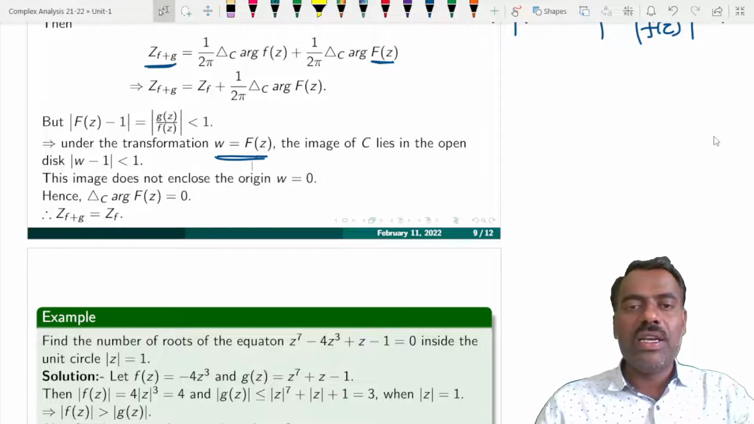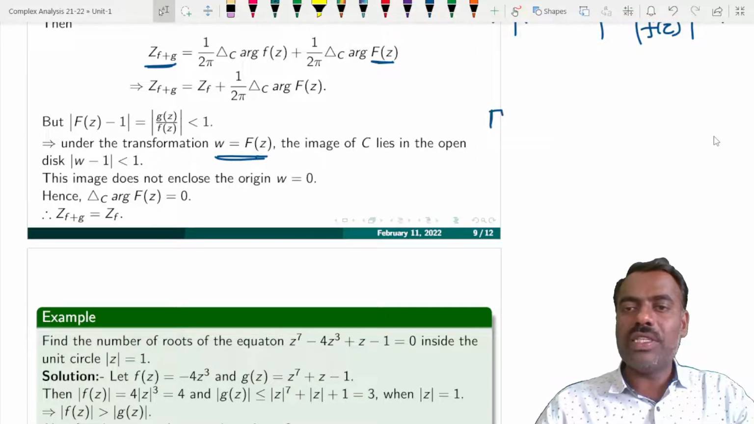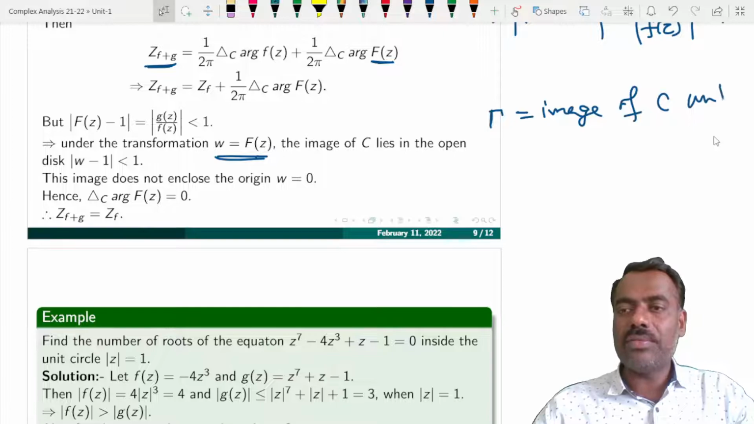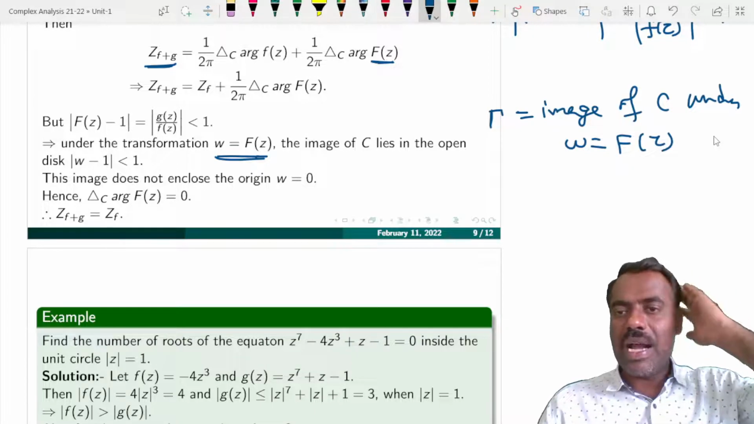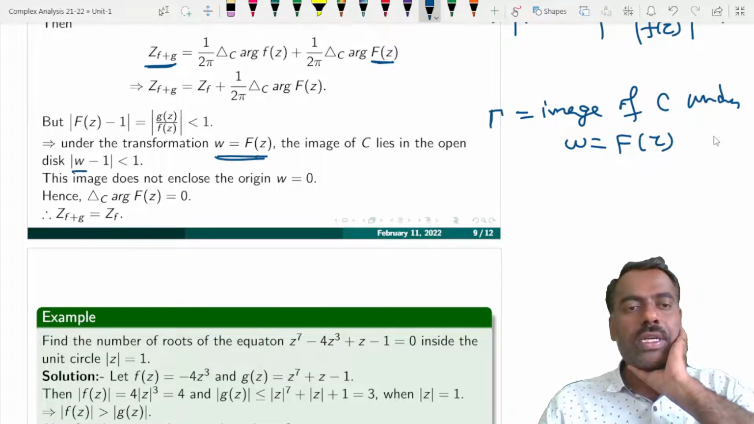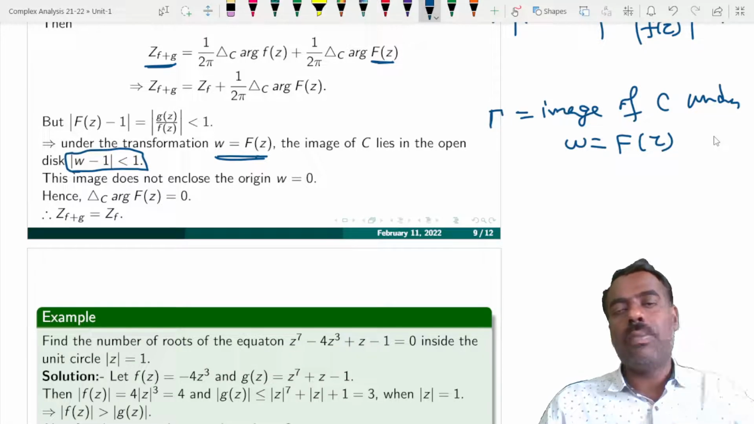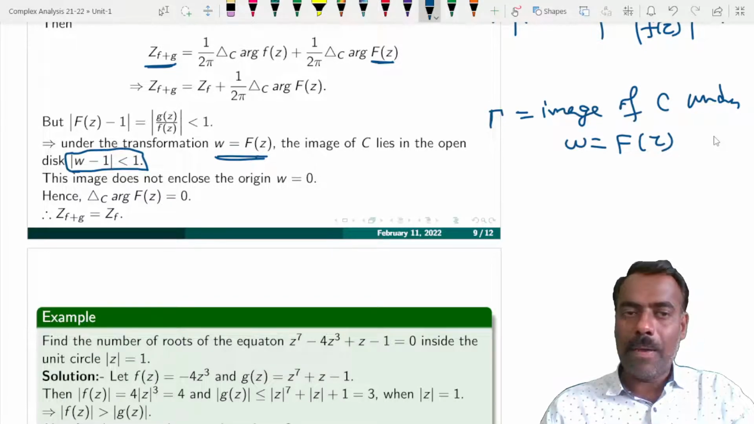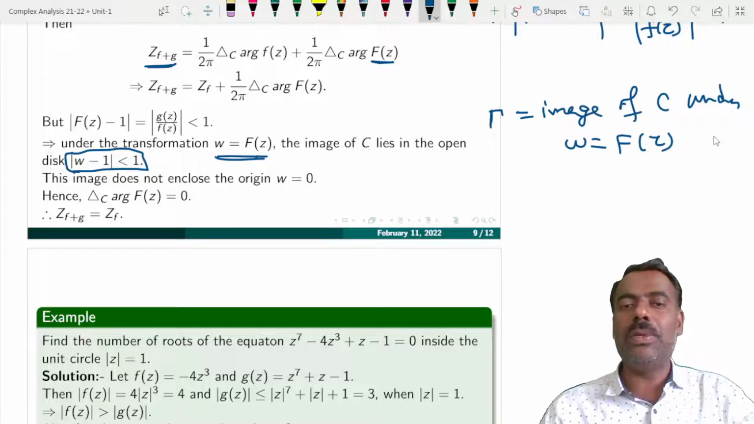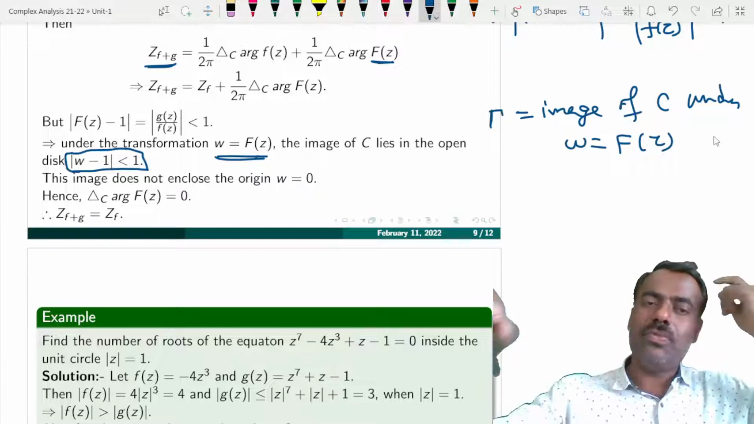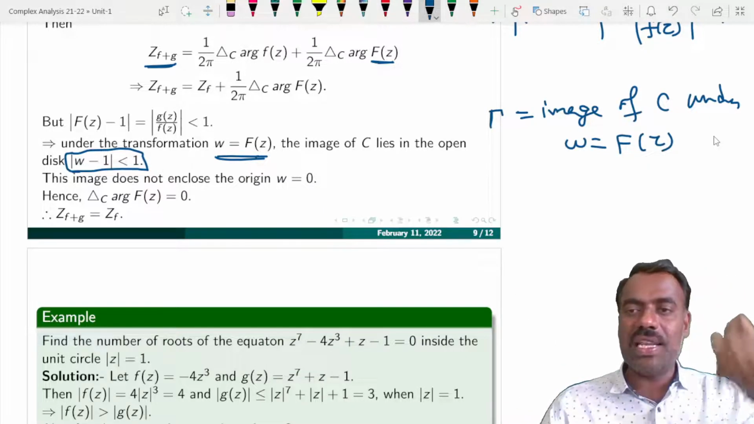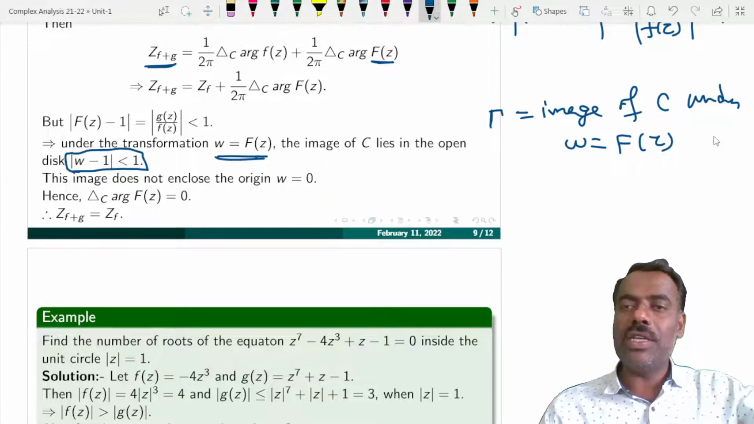It is strictly, because if you call this as w, then mod w minus 1 is less than 1. So the whatever gamma we are talking about, which is the image of this C under the transformation w is equal to capital F of z, one can check that this gamma lies here, which is mod w minus 1 less than 1. Okay, then you can check that this image does not enclose the origin w is equal to 0. Because if you substitute 0 here, what are all the points which satisfy this less than 1? That clearly doesn't include w equal to 0.